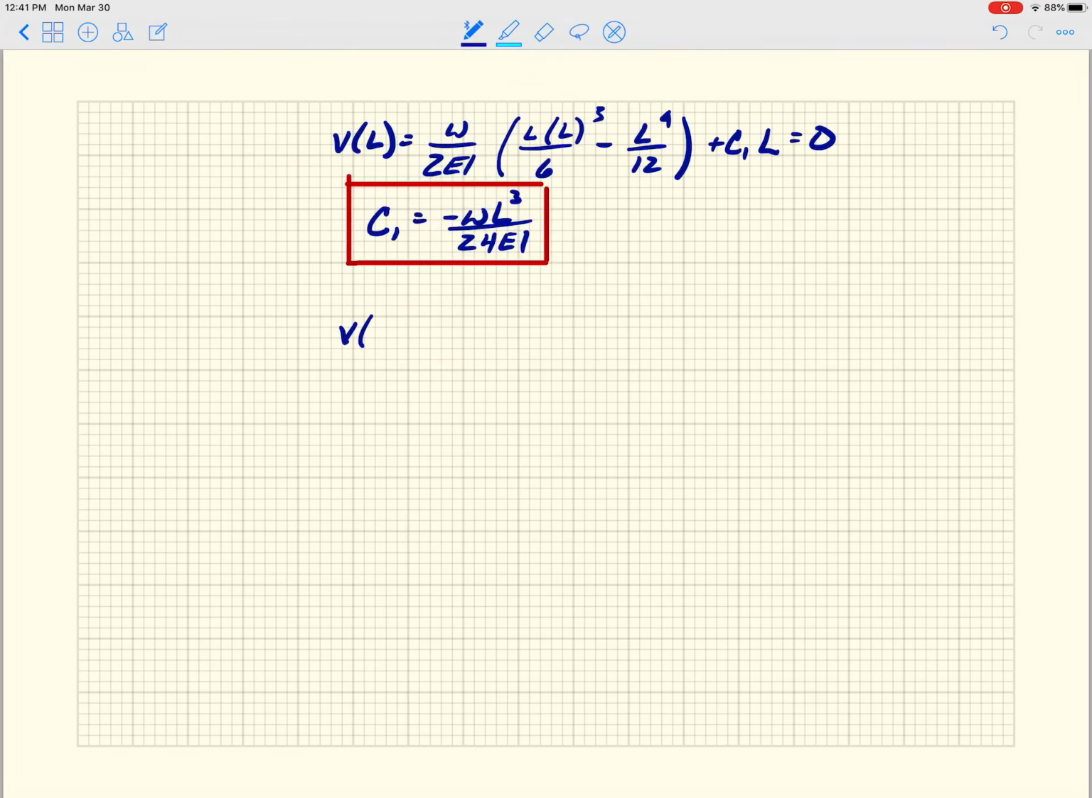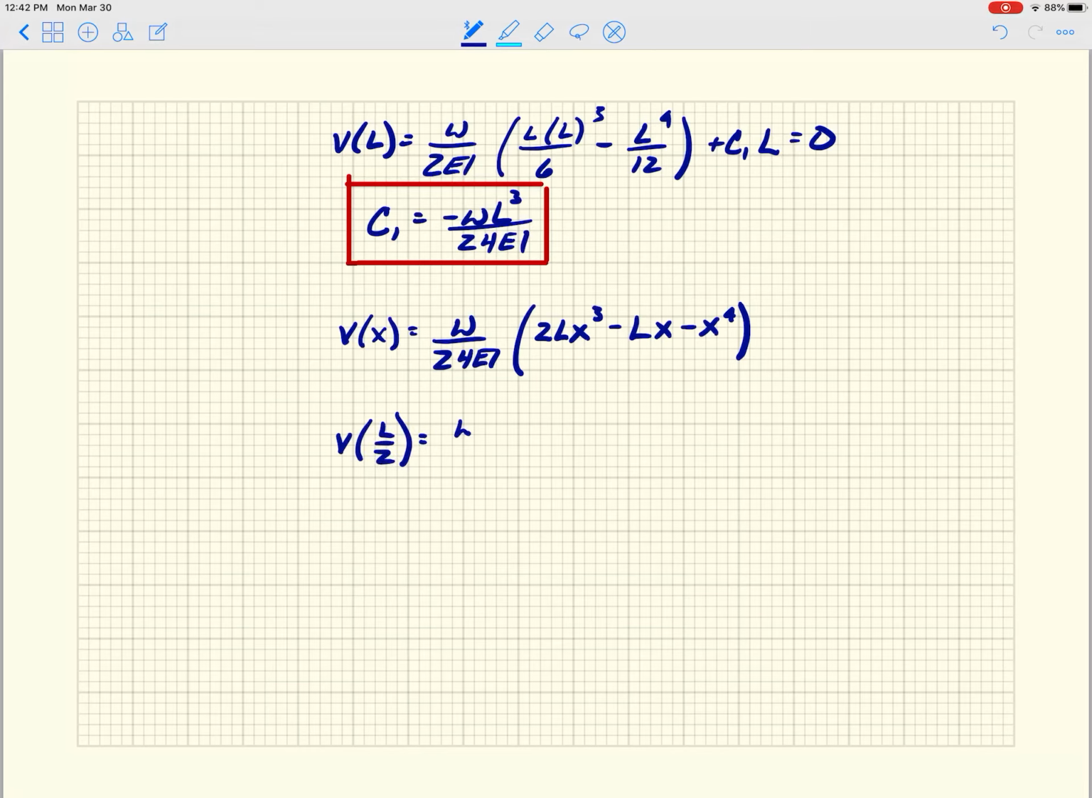So now we can write our final equation for the elastic curve. V of x is now W over 24 EI times 2L x cubed minus L cubed x minus x to the 4th. All I did was plug in, and then I pulled out the constants.